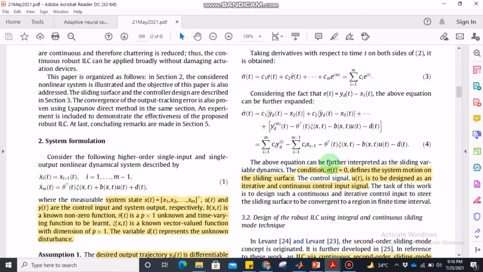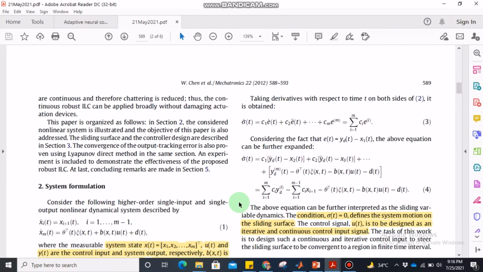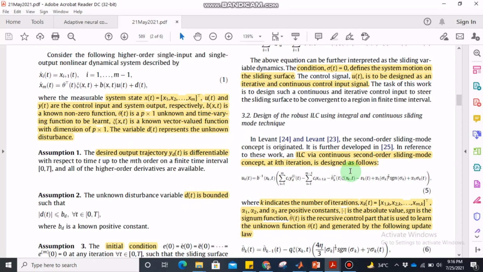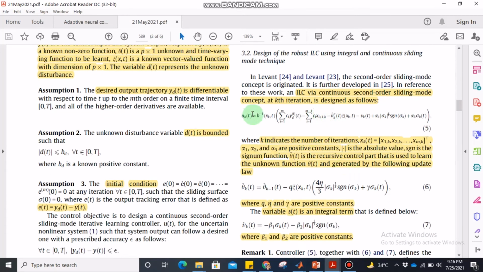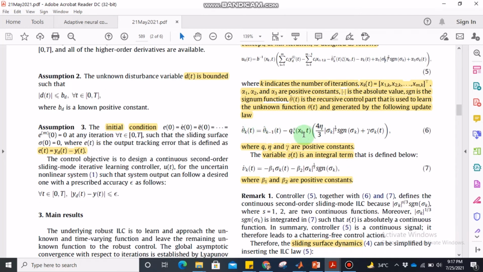So again, you have to look into the equations of the system. These are the generic definitions and sizes of the vectors and everything, and then there are some intermediate equations that you can ignore, but you have to read through the paper in order to identify them. So this is the control law, that is the main thing that you need in order to simulate. Again, there is a parameter theta hat, a recursive control part that is used to learn the unknown function theta, and then v dot is the associated equation.